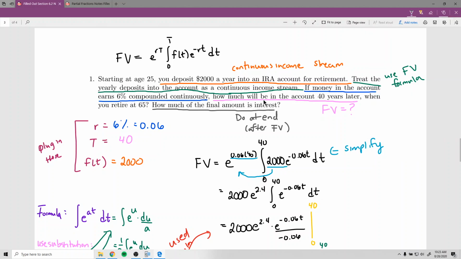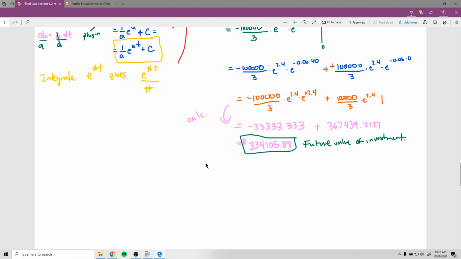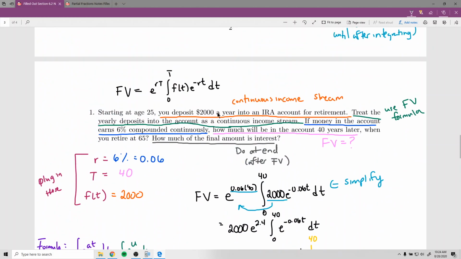We also want to know how much of the final amount is interest. Well, the interest would be the future amount minus the amount if not invested. So the future amount we just figured out. How much would we have if we did not invest our money? Well, we invest $2,000 a year for 40 years. So that's a pretty simple calculation. If we did not invest, we'd have 2,000 times 40, which is 80,000.